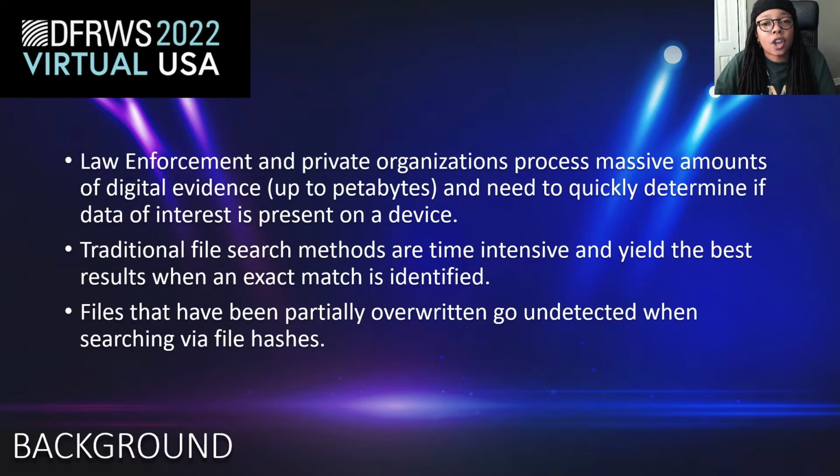So currently, law enforcement and private organizations process massive amounts of data and digital evidence, sometimes up to petabytes with some organizations. And we often have to quickly determine if there is data of interest present on a device. Traditional file search methods are usually very time intensive and yield the best results when we have an exact match that's been identified. Files that have been partially overwritten tend to go undetected when we're searching via file hashes.